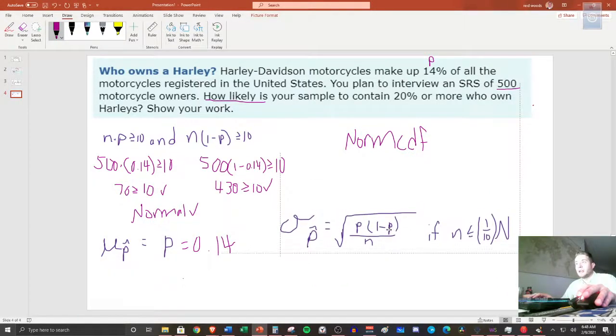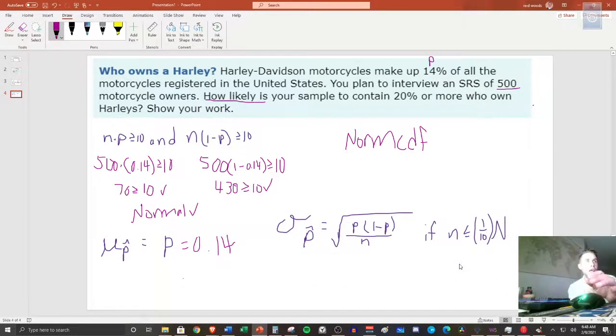Okay. Now let's figure this out. Well, I can't actually calculate the standard deviation if this rule is not met. This is that 10% condition. And so I need to make sure that my sample size of 500 is less than or equal to 1/10 of the population. Well, what is the population here? Well, it's all the registered motorcycles registered in the United States. And the population is motorcycle owners, okay? Motorcycle owners is the population.